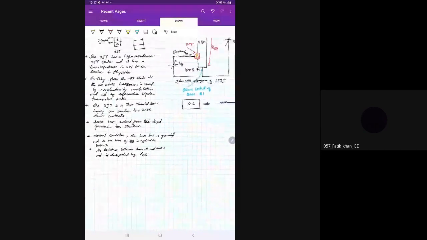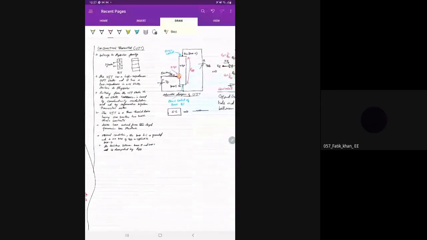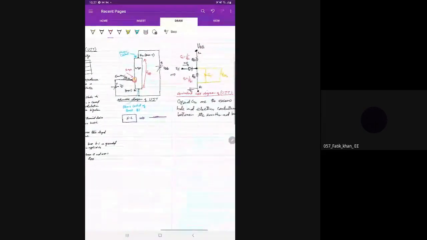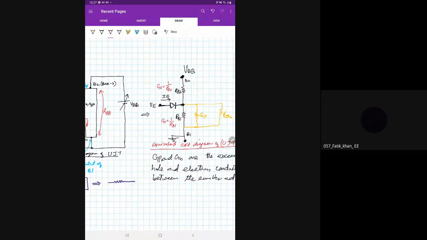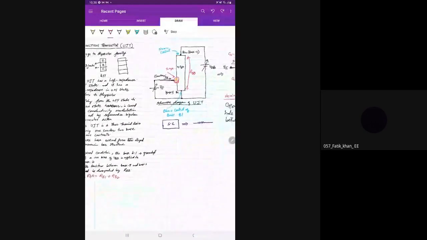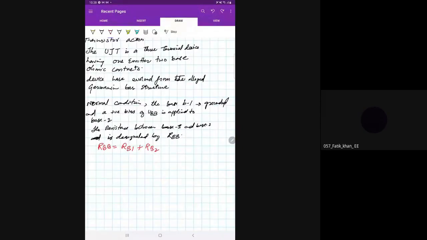If we see from the diagram, RBB is equal to RB1 plus RB2, because you know that these two resistances are in series. The equivalent resistance will be their sum. So you have RBB from base 1 and base 2 resistance, and it is equal to two different resistances, RB1 and RB2, in series. So that is designated by RBB, which is equal to RB1 plus RB2.